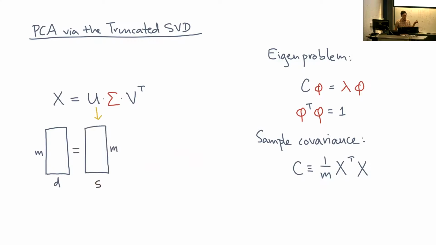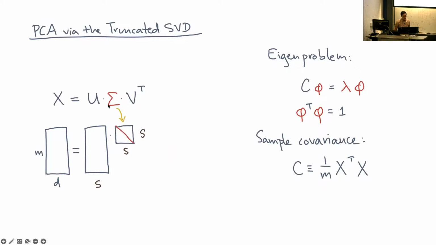So what's the right-hand side? U is going to be, in this case, a tall and skinny matrix. And this matrix will have the special property that U transpose U is the identity. It will have M rows and S columns. So in this case, S is equal to D. And U transpose U will be the S by S identity matrix. We'll give these a special name: we'll call these the left singular vectors.